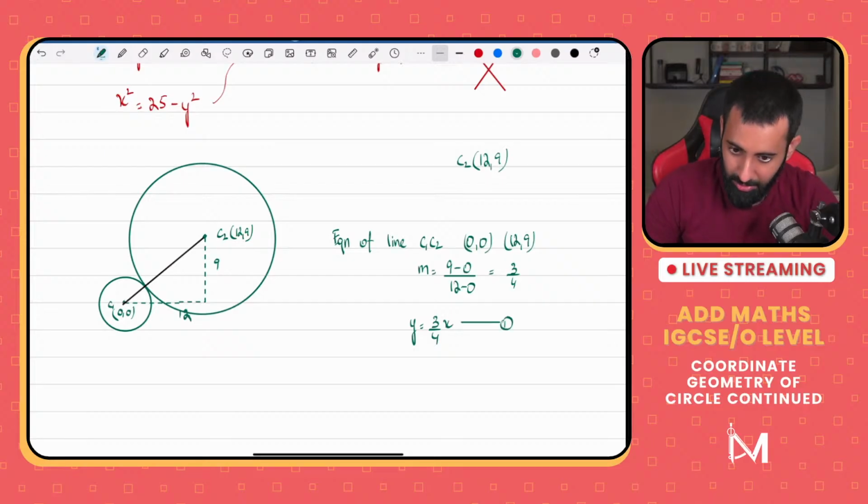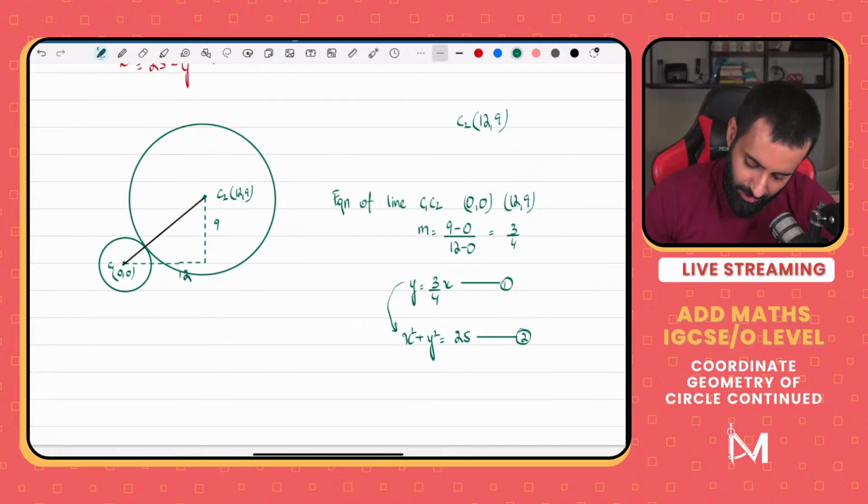So this is one equation. Solve this with any one equation of the circle. Now I would suggest you pick the easier one, the simpler one, so you don't have to do a lot of working. Plug it in here. So we have x squared as it is, plus (3 upon 4 x) the whole thing squared, equals 25. So x squared plus 9 upon 16 x squared equals 25.